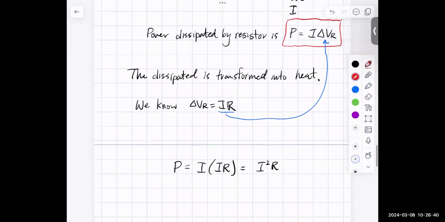Okay, and so here's another expression for the power dissipated by a resistor. And we could do yet another one. There's three variables: current, voltage, and resistance. The first expression involves current and voltage, but no resistance. The second expression involves current and resistance, but no voltage. So we must be able to make a third expression that doesn't involve current.